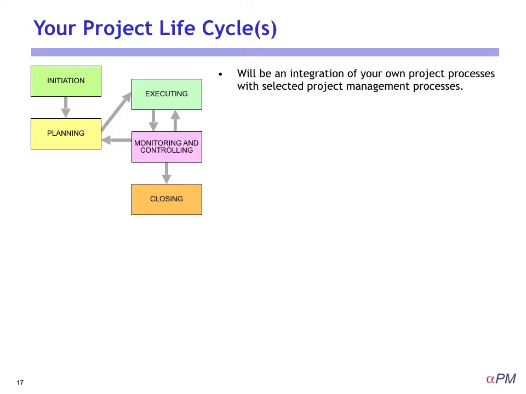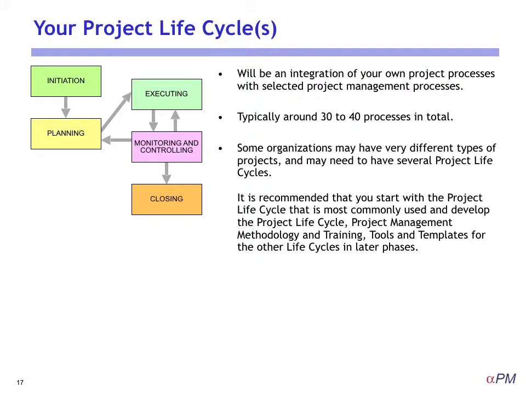So your project life cycle, as I say, will be an integration of your own project processes, like the top half of the chart, with the selected project management processes from the bottom half. And typically around, as I say, 30 to 40 processes in total would be quite reasonable.